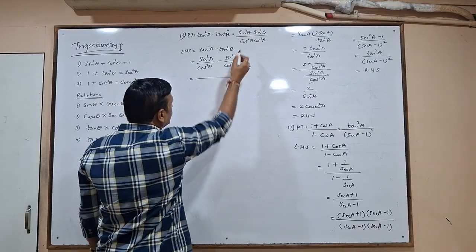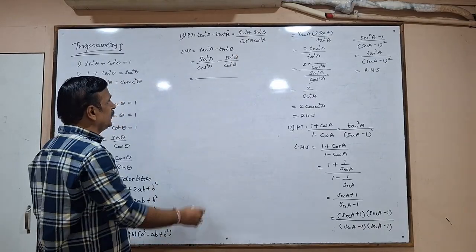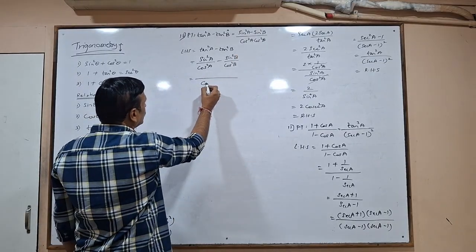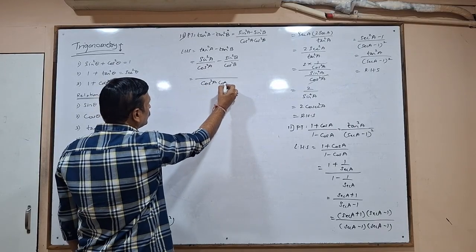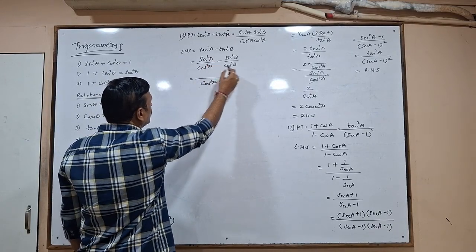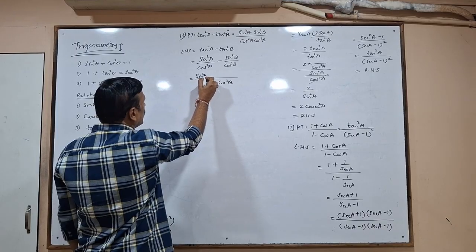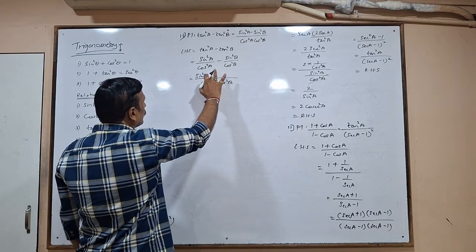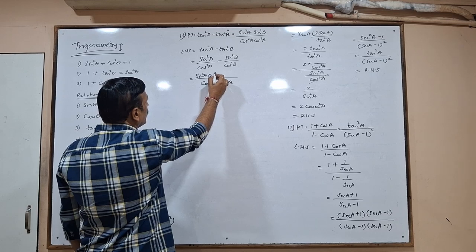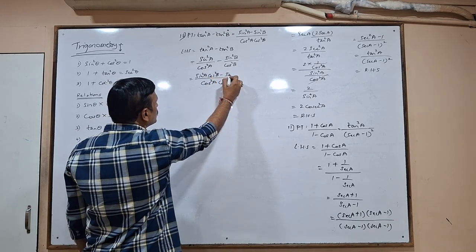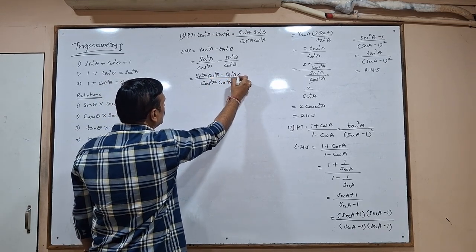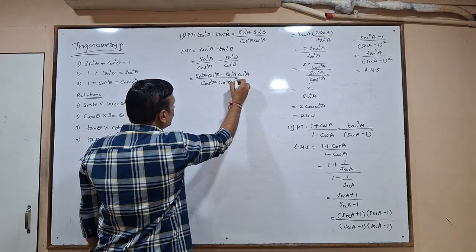If I observe the right hand side, I have the denominator. If I take LCM, so let us take the LCM. So this will multiply sin square A into cos square B, and sin square B into cos square A.